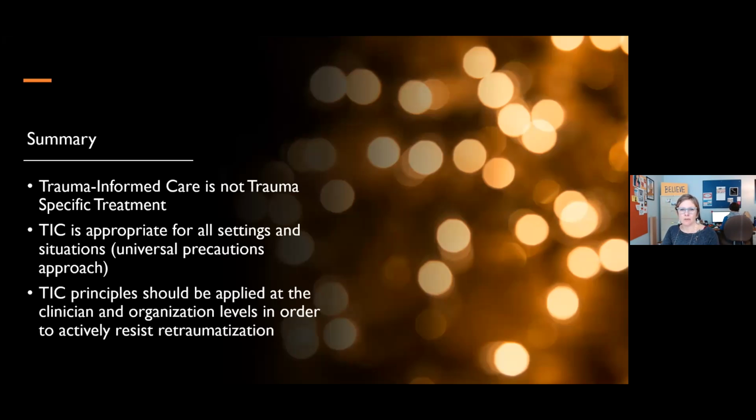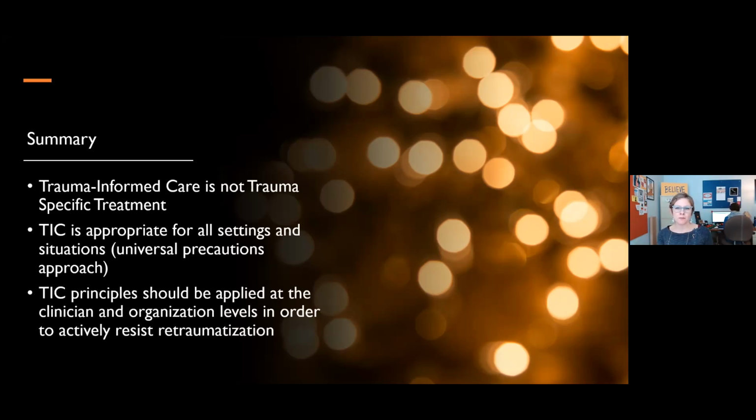So in summary, trauma-informed care is not trauma-specific treatment. It is appropriate for all settings and situations as a universal precautions approach. And while we didn't talk about this today, a trauma-informed care approach is also being utilized in some K-12 school settings, because it is absolutely appropriate to go into those settings as well, really assuming that there are things in people's past that you will never know about and that impact them in ways that they are not able to express. So we all need to tread gently and keep in mind, whatever we don't know, we just don't want to potentially re-traumatize accidentally through our own blinders being on.